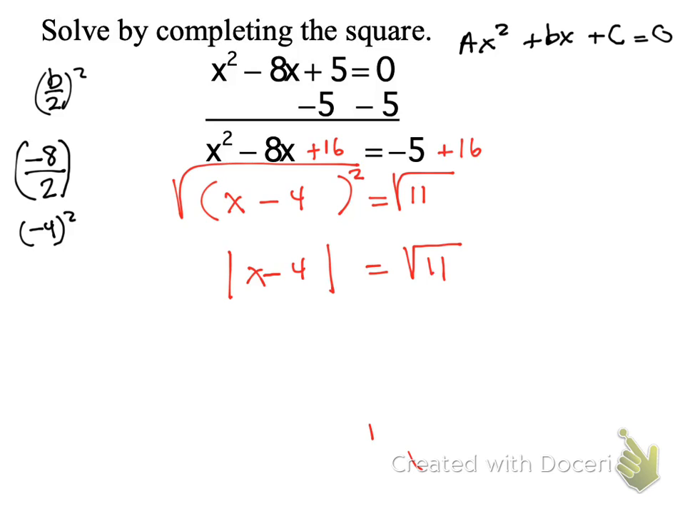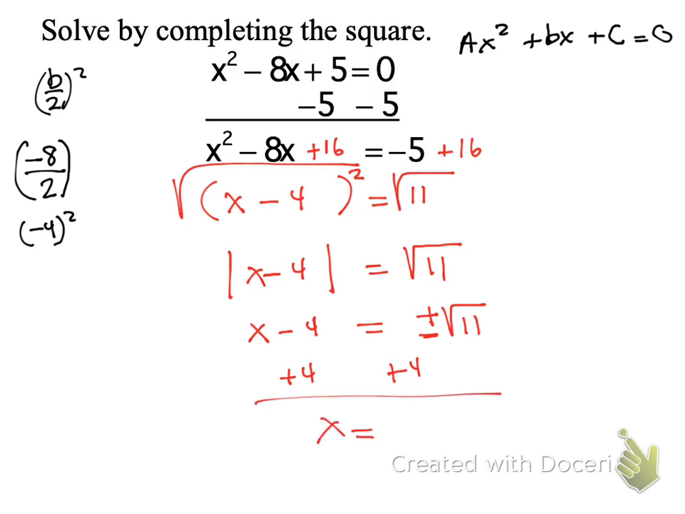11. It's not a perfect square, so we're not going to estimate it. Unless it's a story problem, I likely will leave it under the radical because it's far more accurate. So now I have x minus 4 equals, to lose the absolute value, we have to set it equal to plus or minus. And then I'm saying add 4. Do not leave it like this. You got to get x alone. Add 4, and so x is equal to 4 plus or minus the square root of 11.